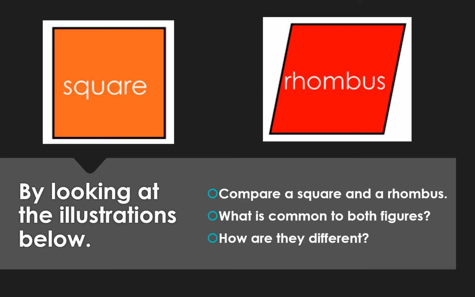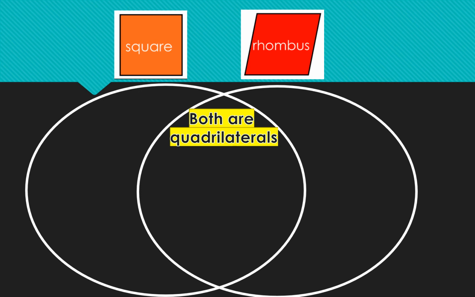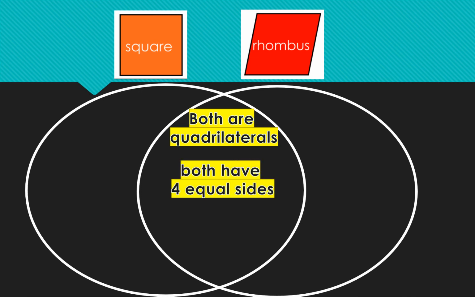Okay, let's go to the second illustration, the square and a rhombus. Compare a square and a rhombus. What is common to both figures and how do they differ? Of course, using the Venn diagram, we will show how they differ and what they have in common. At my left side is the square, at my right side is the rhombus, and in the middle is the commonality of both pictures. They are both quadrilaterals, of course, and they both have four equal sides.